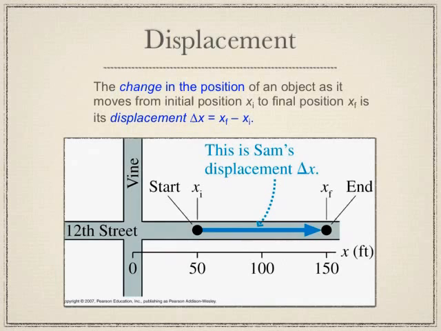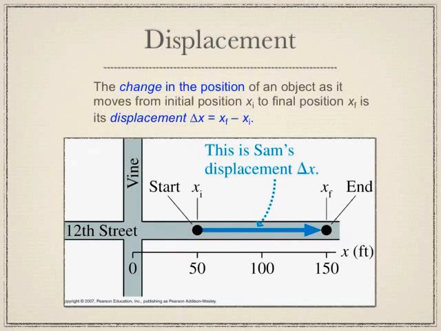If it was initial minus final, which it is not, then that would be 50 minus 150, which would give us negative 150 feet. Negative 150 feet would tell us that the object, in this case Sam, is moving to the left of the x-axis, or decreasing, going towards the negative direction on the x-axis, going towards the intersection. But clearly that is not the case. He is going away from the intersection in the positive x direction.